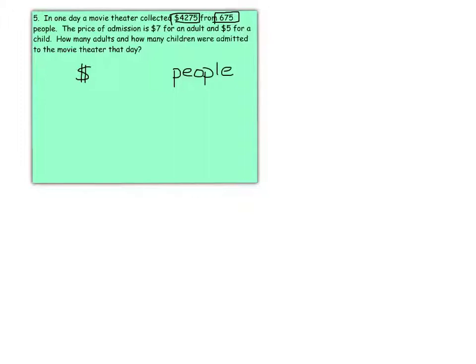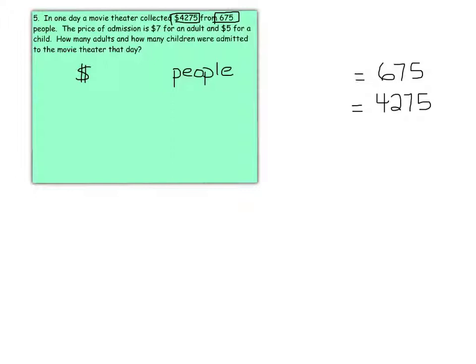All right, so money-wise, that's going to give me my equals. Well, one of them, 4,275. My other total is 675. Doesn't matter which order, I just tend to do the little one on the top.